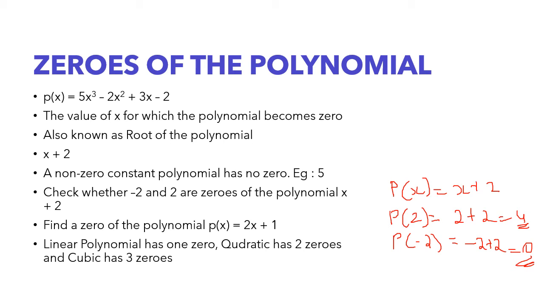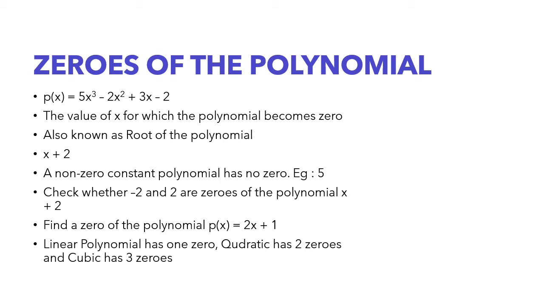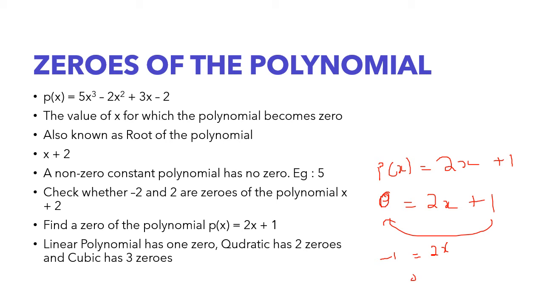Another example that they have given over here is, find the 0 of the polynomial P of x is equal to 2x plus 1. So P of x is equal to, I'm writing here, 2x plus 1. So the 0 of this polynomial will be what? P of x is equal to 2x plus 1 means I'll be equating it as 0 is equal to 2x plus 1. 1 will be coming to this side, so it will become minus 1 is equal to 2x. So x will be minus 1 by 2. Ultimately, it will be resulting like this.